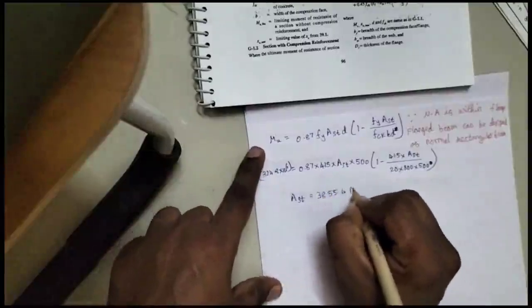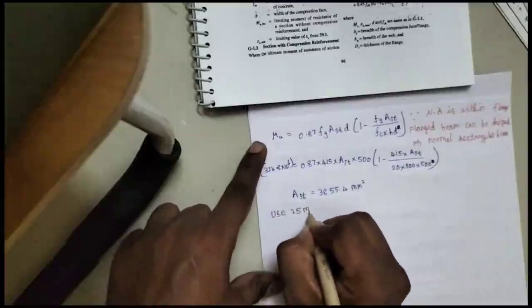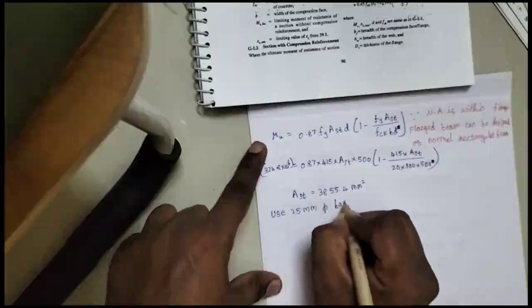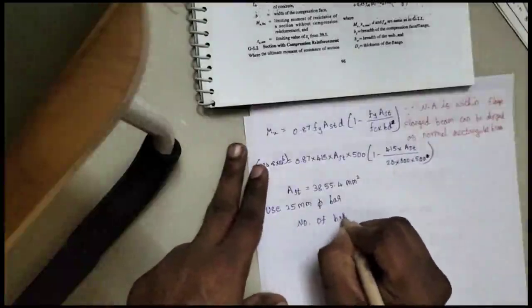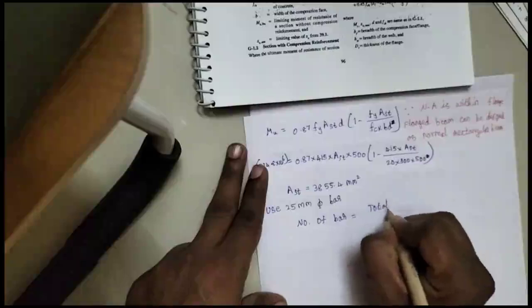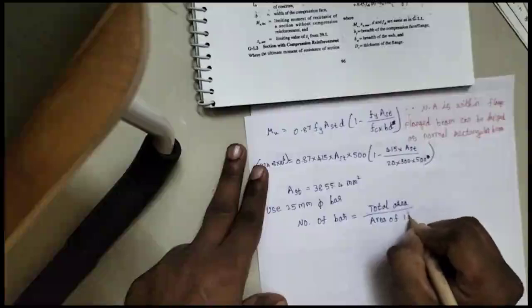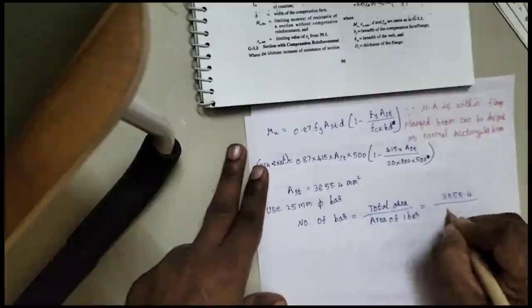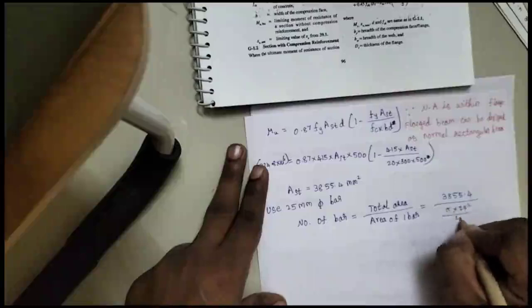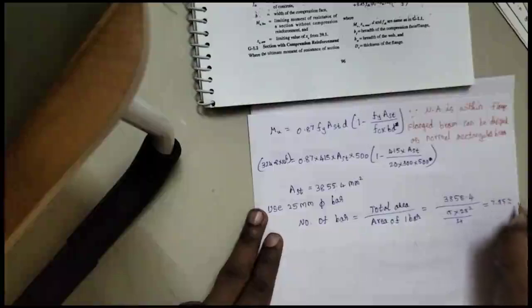3855.4 mm square. Here I am going to use a 25 mm dia bar instead of 20, and calculate the number of bars, because if the bar size is small, we need to calculate the number of bars. Number of bars equals total area divided by area of one bar. The total area is 3855.4 and the area of one bar is pi into 25 square divided by 4. The value I am getting is 7.85, which will be equal to 8.